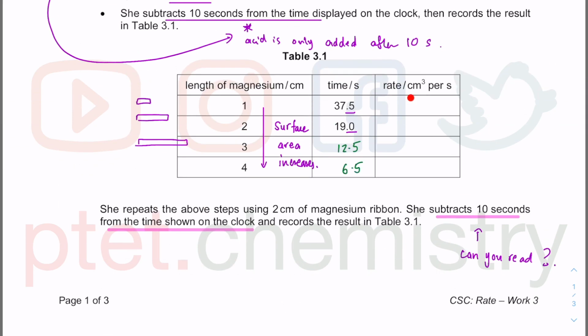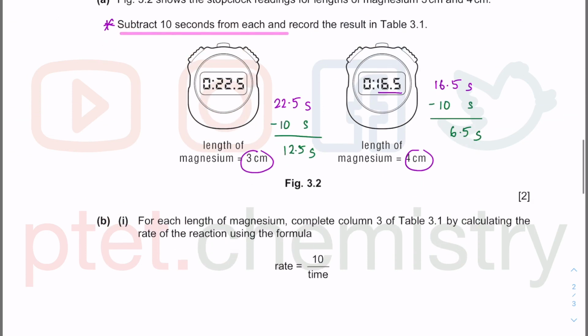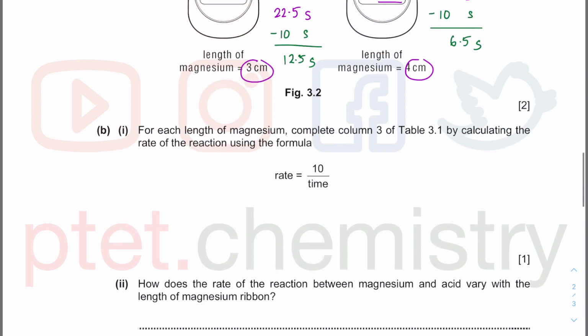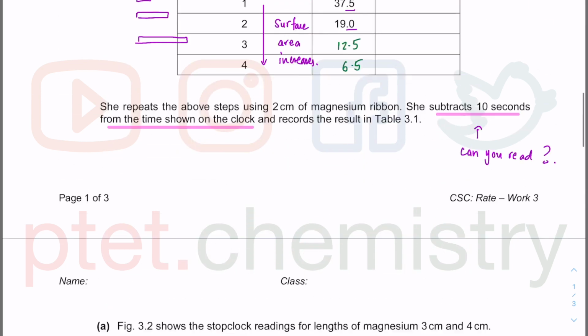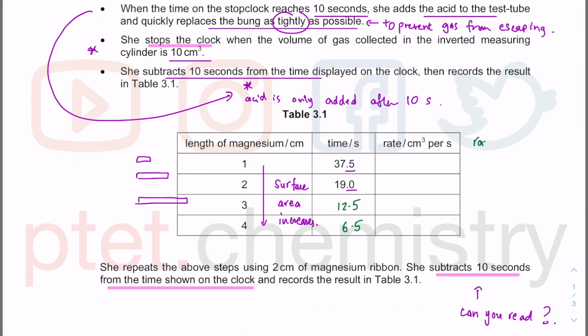Now what is this red here? Did they ask us how to fill it in? For each length of magnesium, follow the instruction. For each length of magnesium, complete column 3 by calculating the rate using the formula. So follow the question. Can you read the question or not? This is 10 divided by the time. So the rate is equal to 10 divided by the time.